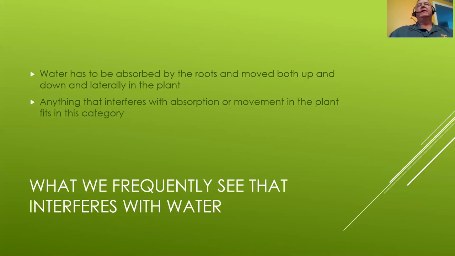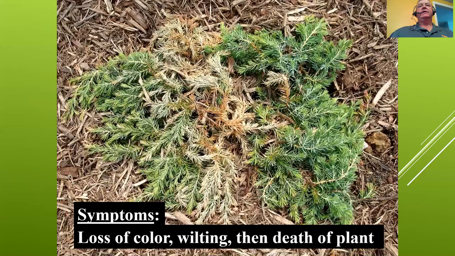Okay, so anything that compromises that vascular tissue is going to interfere with the uptake of water or movement of fluids within that plant. So anything that compromises that vascular tissue or limits the ability of the plant roots to take water up falls into the category of compromising the amount of water that a plant can take up. So we look at this example of this little juniper plant right here, and you see the symptoms. It's got loss of color, it's wilting, you see dead tissue in the plant. What causes that? Well, it's not above ground. The problem is below ground.